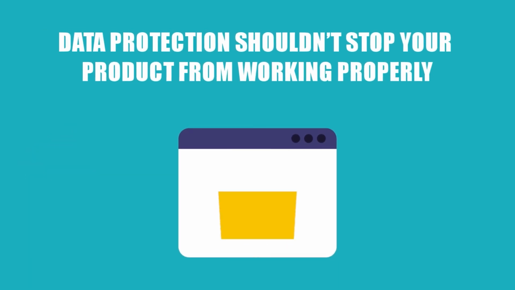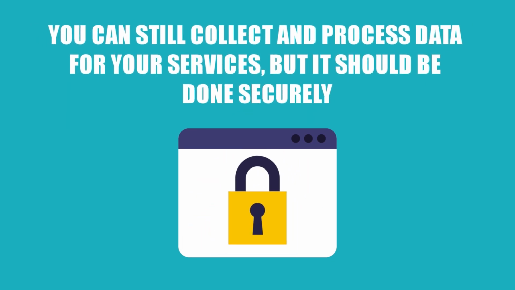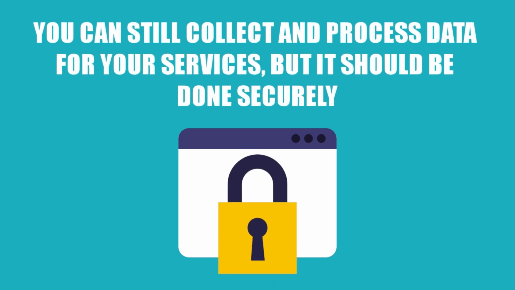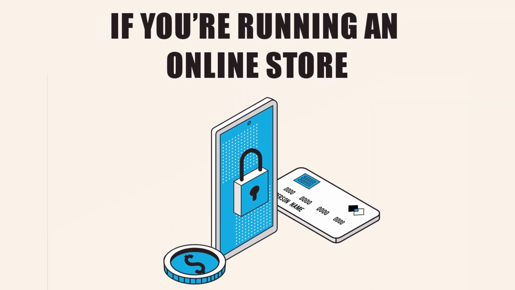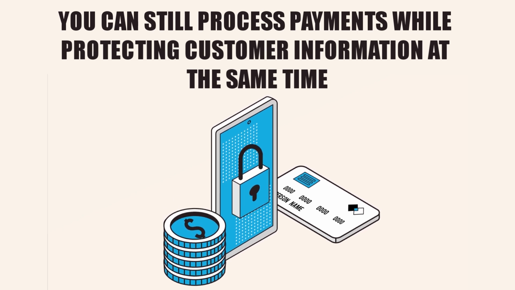Number 4 is full functionality. Data protection shouldn't stop your product from working properly. You can still collect and process data for your services, but it should be done securely. For example, if you're running an online store, you can still process payments while protecting customer information at the same time.